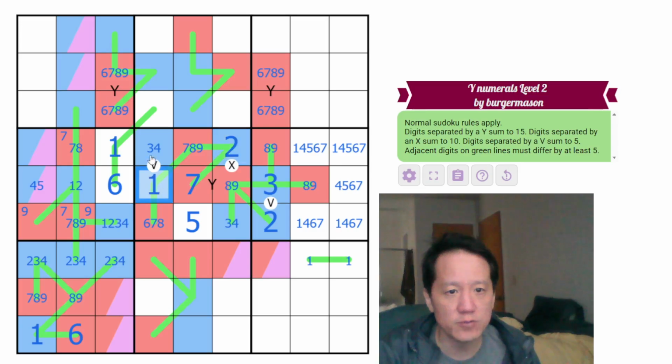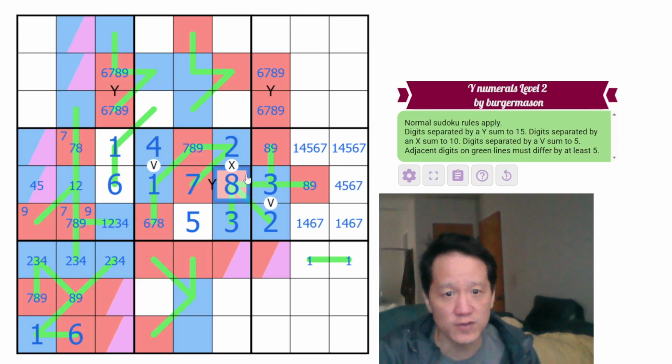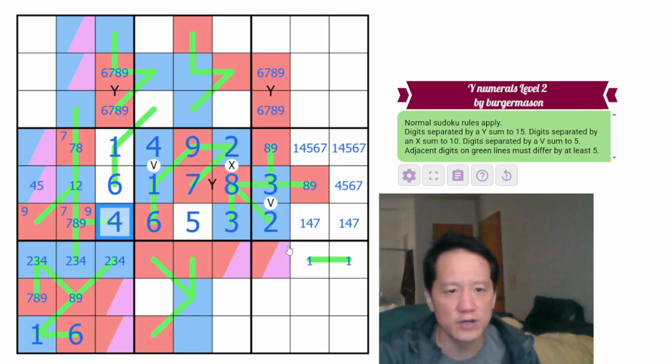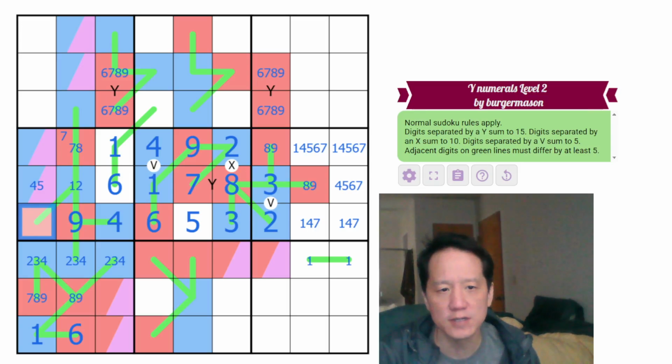That means this has to be 1, and this is a 4 to add up with the 1. This must be a 3. The 7 and the 8 add up to 15. So this has to be 9, and this has to be 6, which means this can't be 6. This can't be 1, 2, or 3, so that forces this to be 4, which means 9 has to be next to it, so this can't be 9.